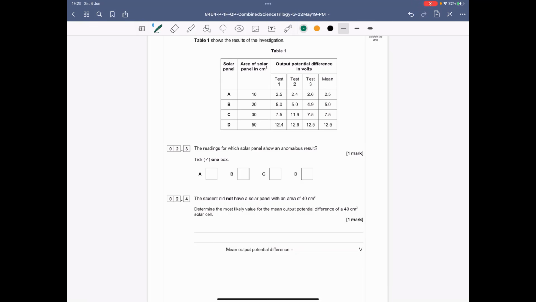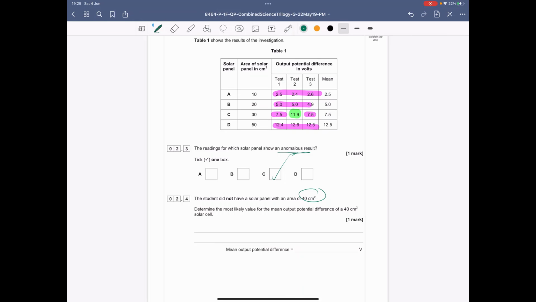Table 1 shows the results of the investigation. The readings for which solar panel show an anomalous result. Now, an anomalous result is one that doesn't fit the pattern. So as you can see, solar panel A, they're all consistent, they're all relatively close together, as are solar panel B. But on solar panel C, we've got two that are the same, but we've got one that is significantly different. So we would say that C is the one with the anomaly, and again, D, they're all the same, no anomaly there.